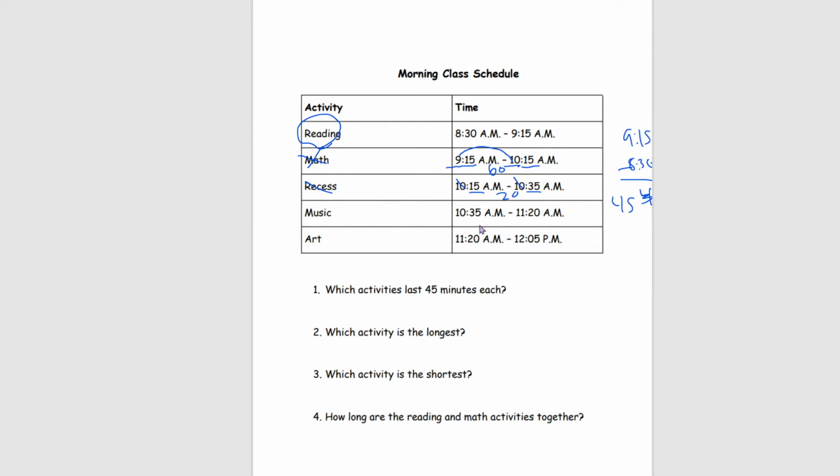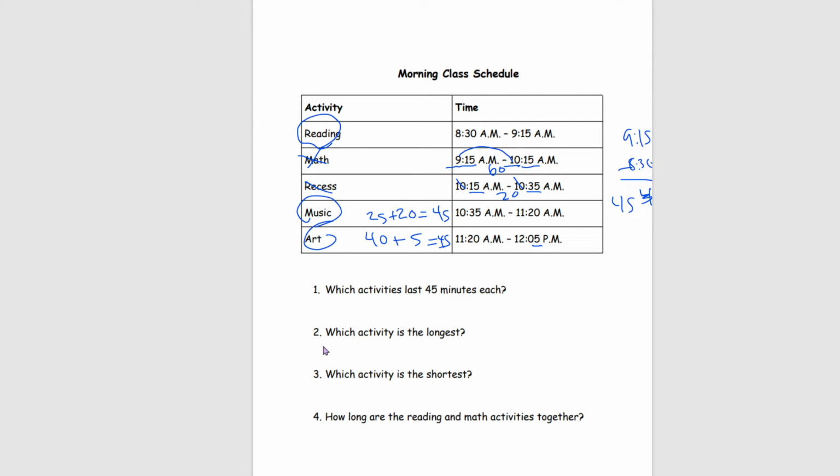For music, we can see we have 25 minutes before 11, so we have a 25, and then 20 minutes after 11, so we have 20 right here. We add these up, we get 45. So music is also it. And then art, we can do 40 plus 40 to get 12. So we have 40 right here, and there's 5 extra, so we add a 5, and we get 45. So for number one, reading, music, and art all last 45 minutes each.